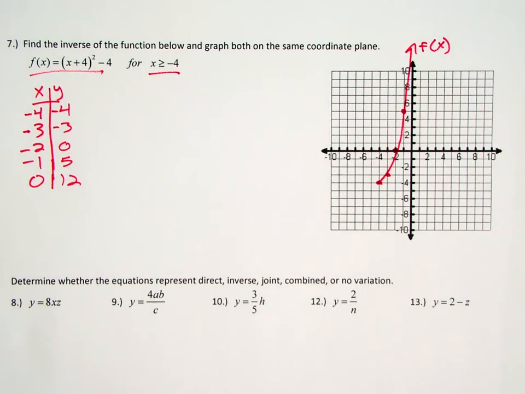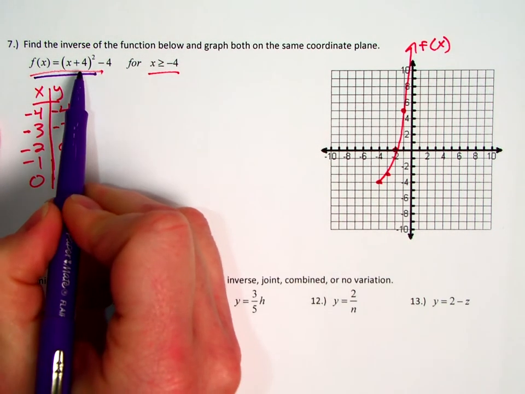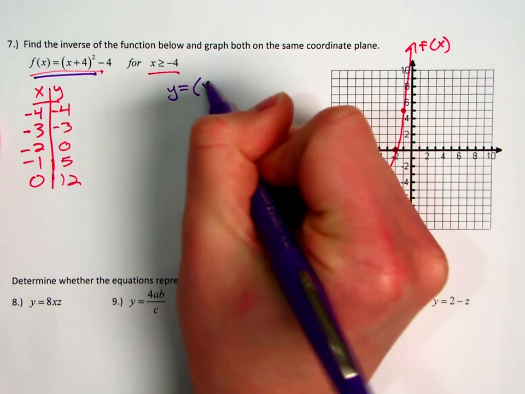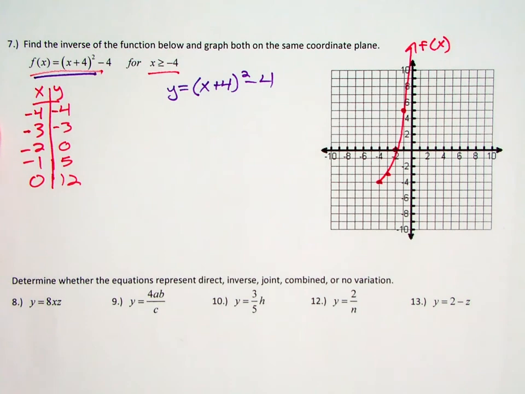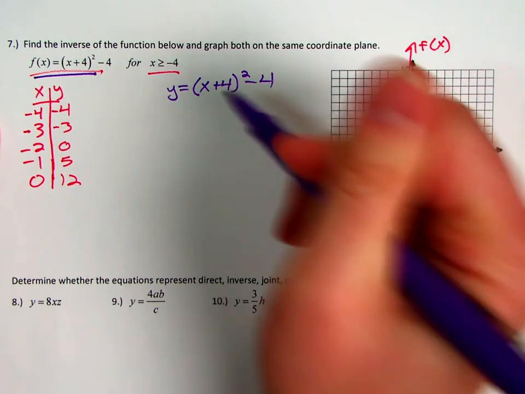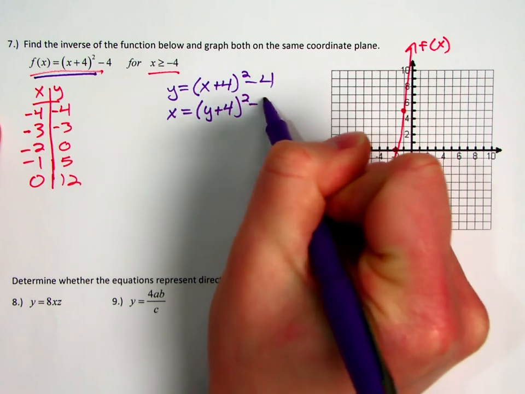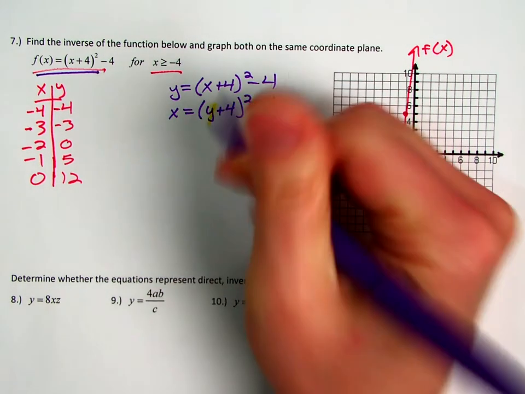So now we have to graph our inverse function, but before we graph it, we need to actually find that function. Since we're starting out with f of x equal to (x plus 4) squared minus 4, that really is y equals (x plus 4) squared minus 4. And then we're going to have to switch our x's and our y's, and then work to get the y by itself.